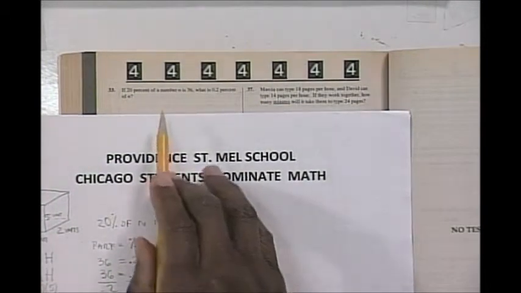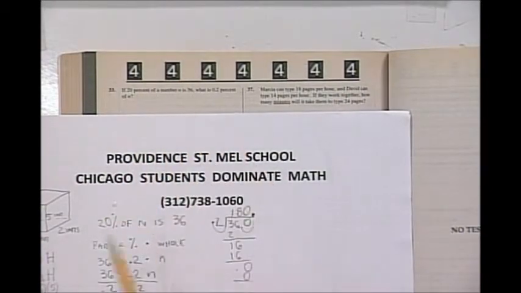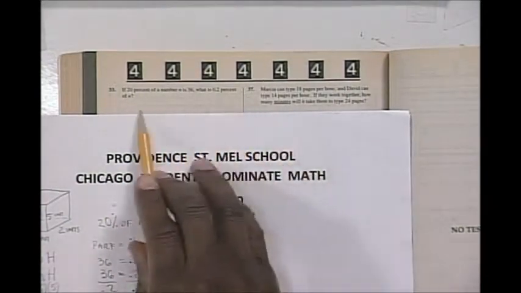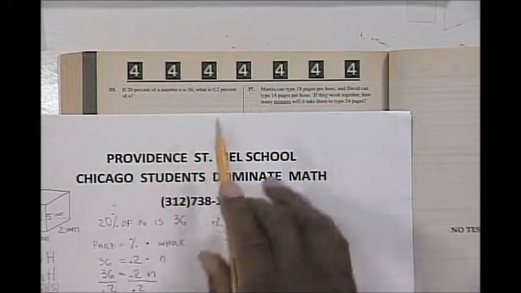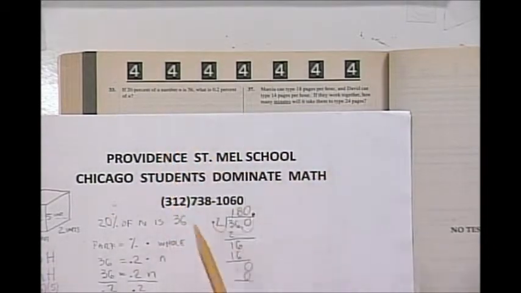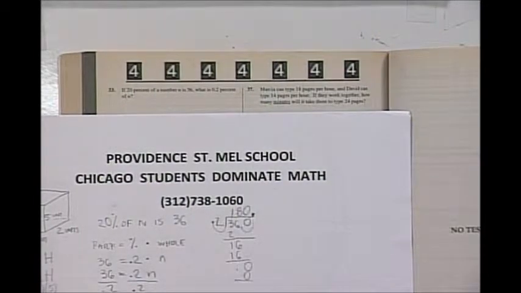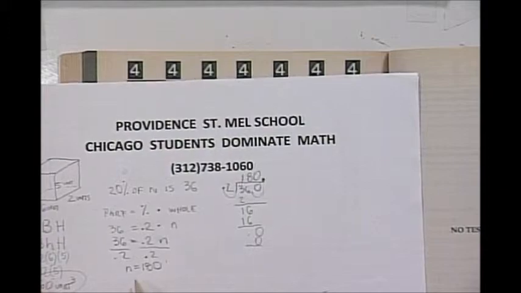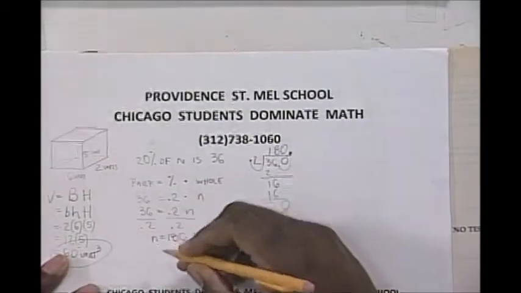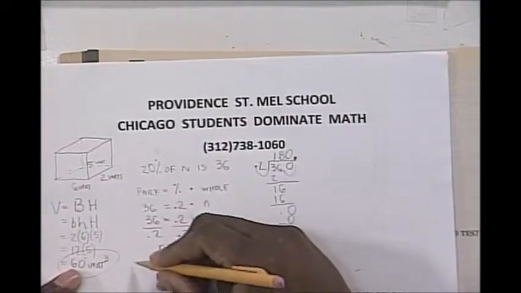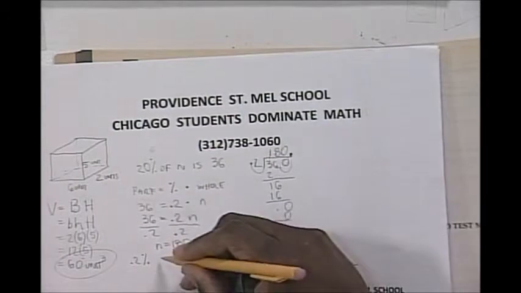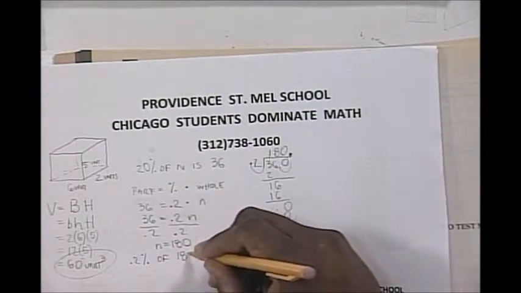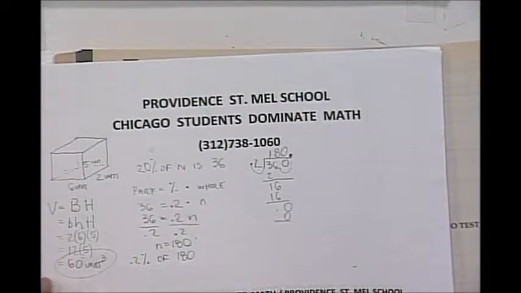All right? So it says if 20% of a number is 36, what is 0.2% of n? So now you're still not done because you've got to figure out what 0.2% of this 180 is. What's 0.2% of this 180? So let's set up another problem. I meant to say 0.2%. So we have 0.2% of 180. Now you've got to figure that out.